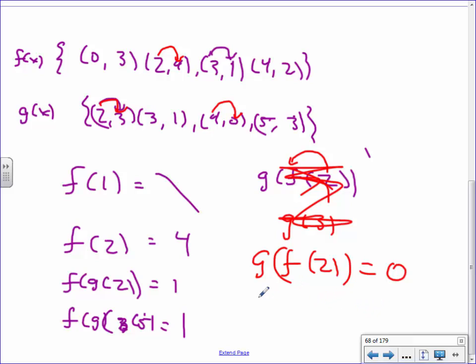Okay, one last one here. Let's do g of f of g of 2.